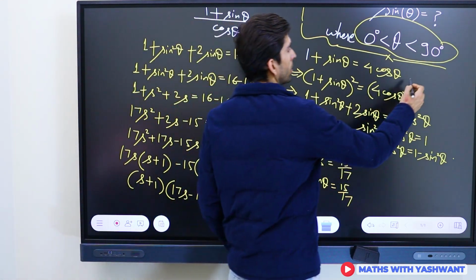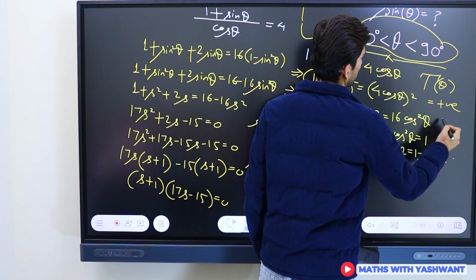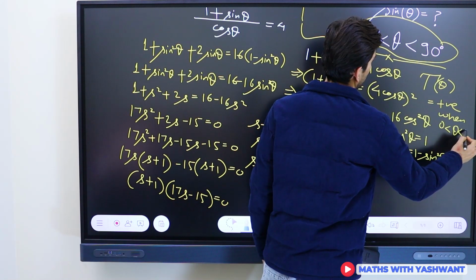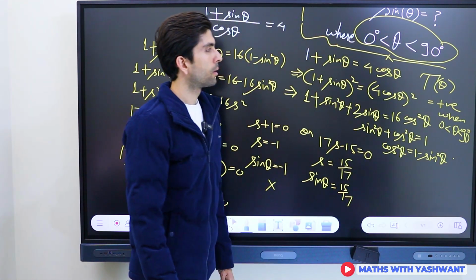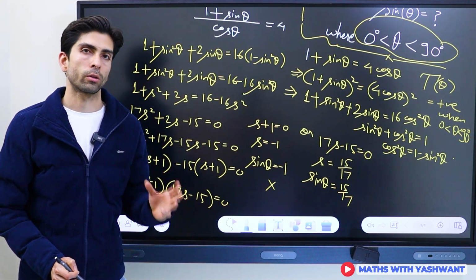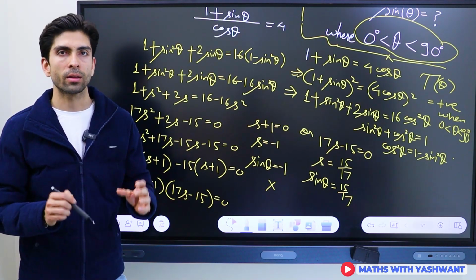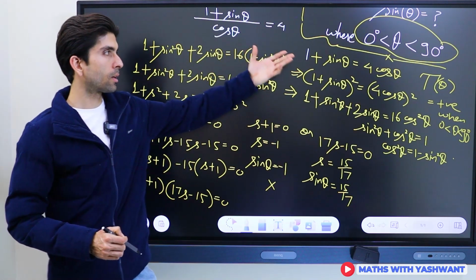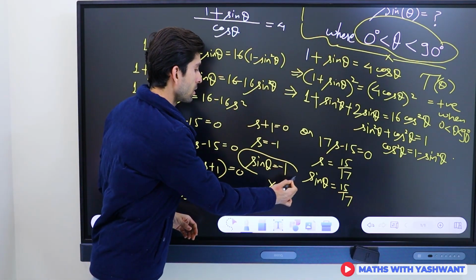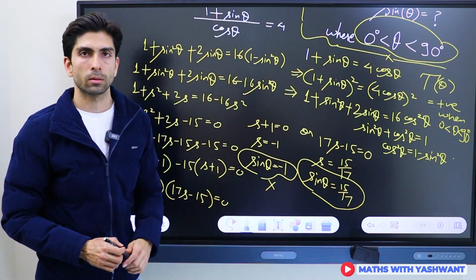So all the trigonometric ratios are positive when theta lies between 0 and 90 degree: sine, cos, tan, cosec, sec and cot. So it is given in the question, and for that reason, we cannot accept this solution. So sin theta is equal to 15 upon 17. This is the right answer.